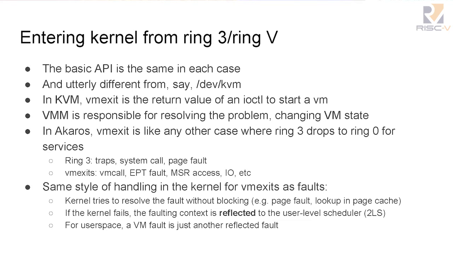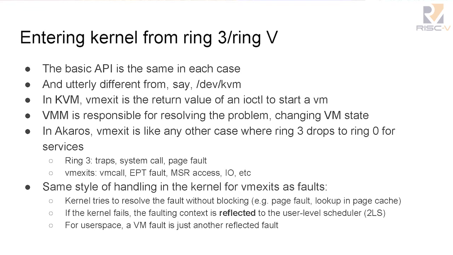Now, when I enter the kernel, so my VM takes a fault, right? It references VM physical memory that it shouldn't or whatever, or it does something in Intel land called a VM call, a lot of things. It does something it's not supposed to be doing. Or I'm in ring three and I do a system call or I take a page fault or whatever. I enter the kernel, okay? Now, in KVM, when a VM enters the kernel, an ioctl system call finishes and a virtual machine manager has to look at this thing. And then it has to poke around the VM and try and figure out what the heck.